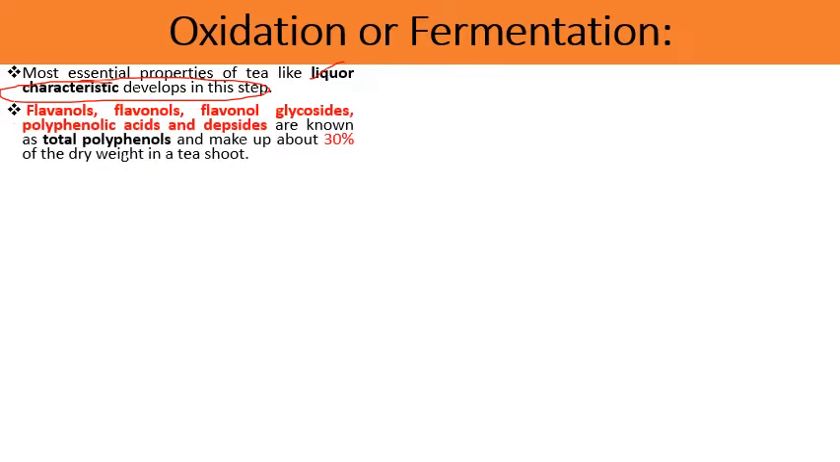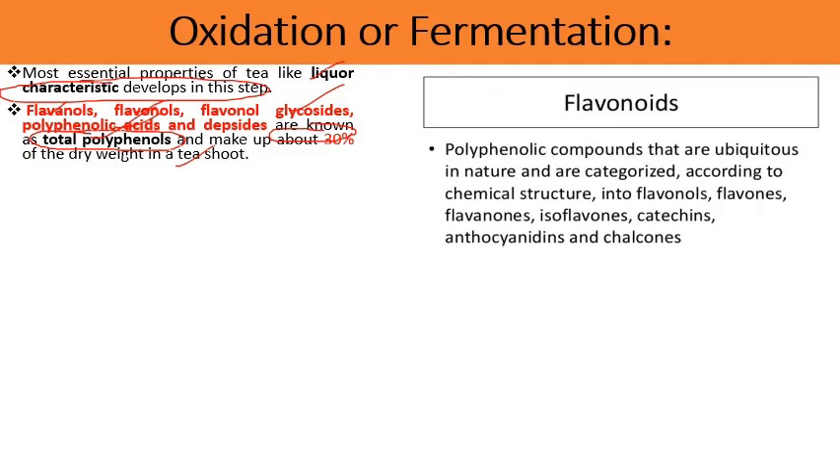If we talk about some secondary metabolites, like we have flavonols, flavonol glycosides, polyphenolic acids and depsides, which are known as total polyphenols. So ये जो chemical substances हैं they make about 30% of dry weight of tea shoot. तो tea shoot में ये चीज़ें present होती हैं if we talk about its dry weight by 30%.